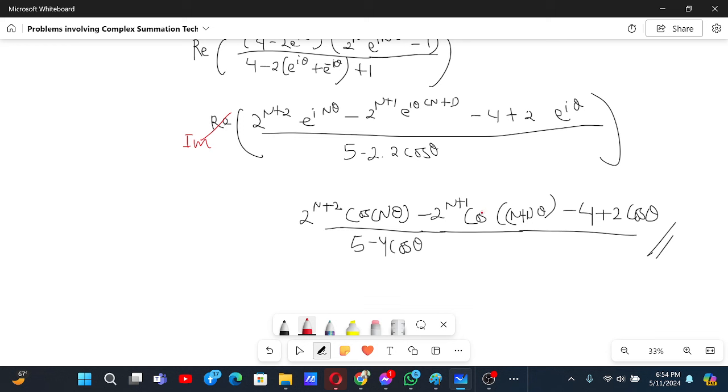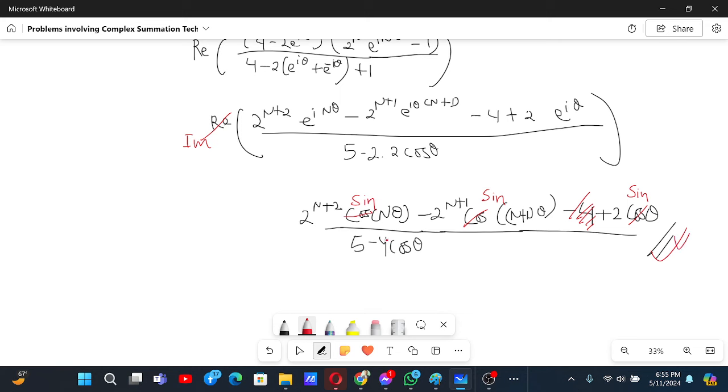Yes, and if it's the imaginary part, all of these cos change to sine, and there is no minus 4 because this is a purely real number, and this changes to sine. Okay, so now it should be correct. 2 to the power n plus 2 sine n theta minus 2 to the power n plus 1 sine n plus 1 theta plus 2 sine theta. Yes, now it's correct, and we are now good to proceed. Yes, now this is the answer.